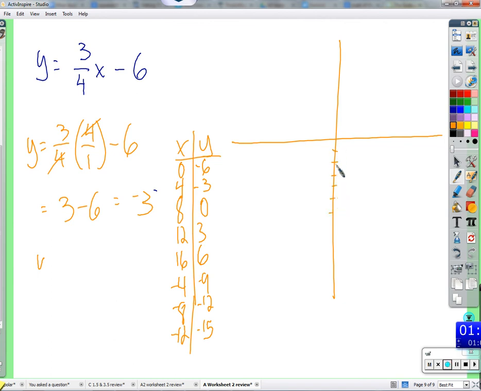0, negative 6, 1, 2, 3, 4, 5, 6. 4, 3, we jump over horizontally in groups of 4, right? Because 4s were the easy thing to plug in. Okay, so I'm going to jump over 4 instead of going to 1, 2, or 3. I'm going to go to 4, and that's going to give me a negative 3. Jump over to 8, 1, 2, 3, 4, and I get 0. I jump over to 12, and I get out 3. I like it.